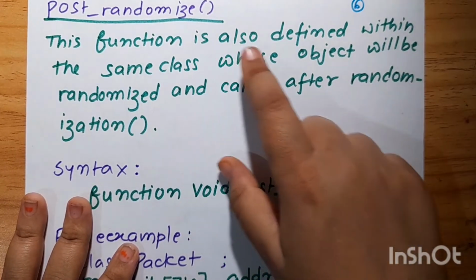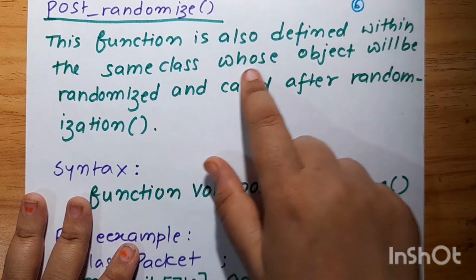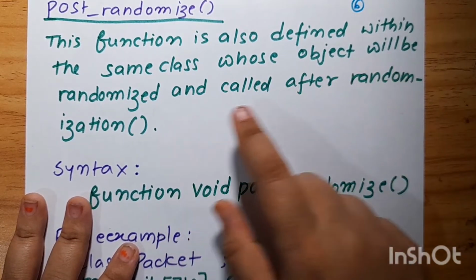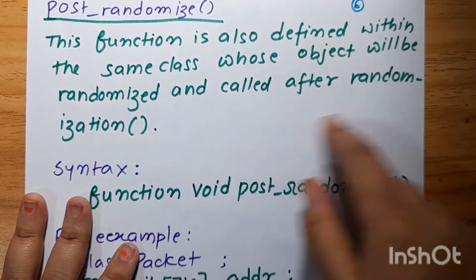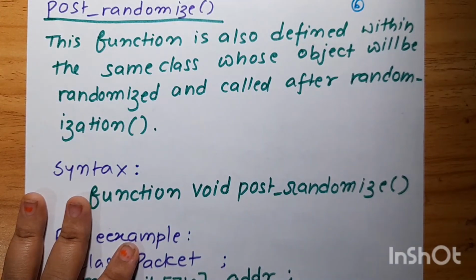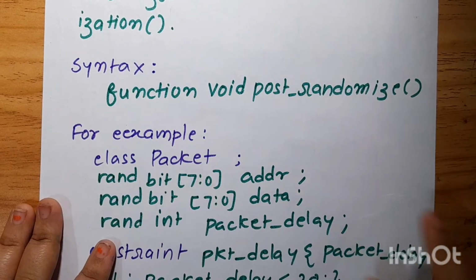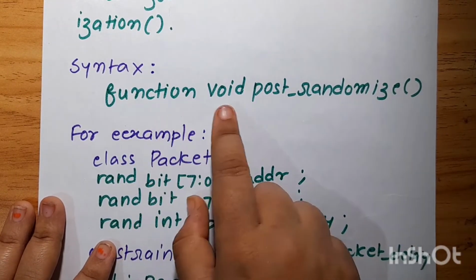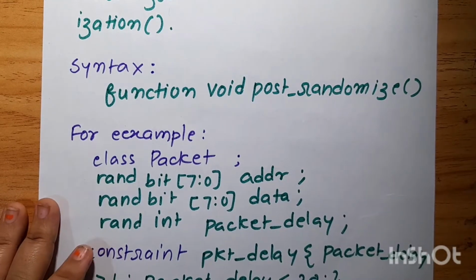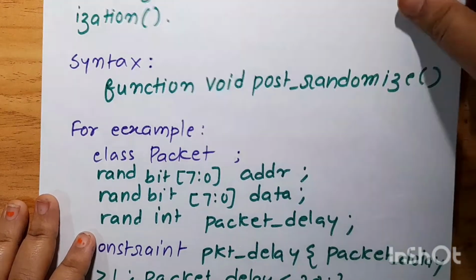This function is also defined within the same class whose object will be randomized, and it is called after randomization. Whichever class the pre-randomize function is kept in, the post-randomize function will also come in the same class only. Okay, so it is defined in the same class whose object will be randomized. The syntax of this post-randomize function is function void post_randomize. Now I will show you an example of how it is used.